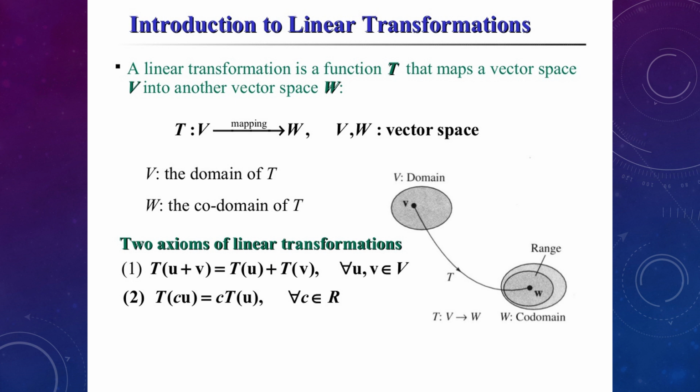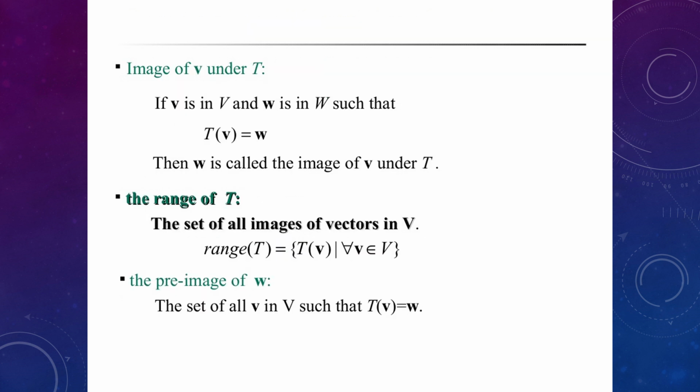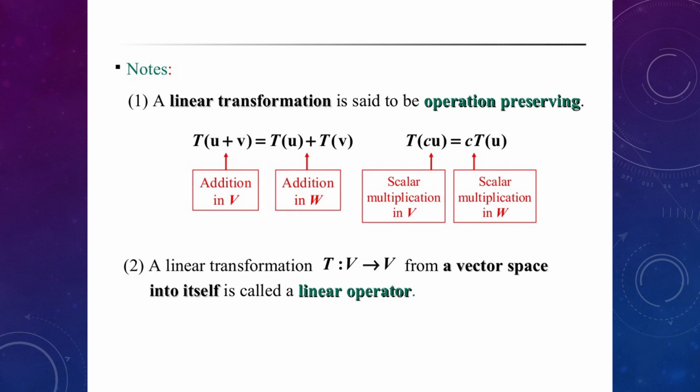Here are the domain and range. Image of v under T: if v is in V and w is in W such that T(v) = w, then w is called the image of v under T. The range of T is the set of all image vectors in W: range of T equals T(v), where v belongs to V. The pre-image of w is the set of all v in V such that T(v) = w.